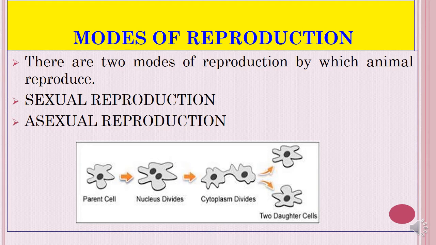Modes of reproduction. There are two modes of reproduction by which animals reproduce. Number 1, sexual reproduction. Number 2, asexual reproduction.